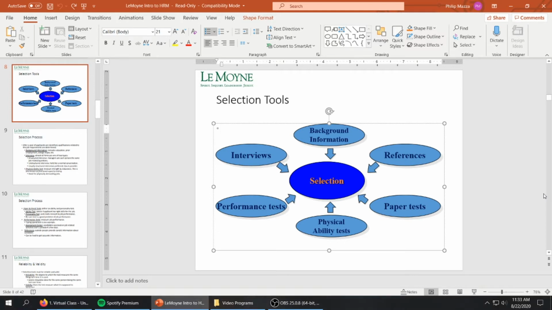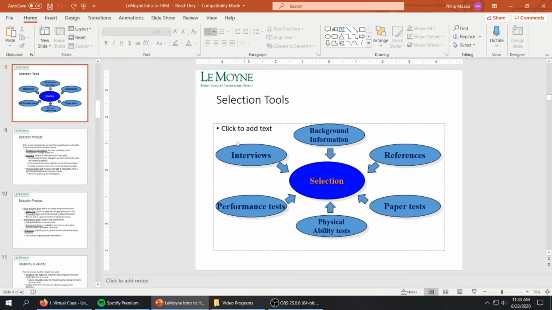Usually what will occur is the HR person will focus on interviews and background information. In some cases, they will check references, but the reference that a good HR professional will check will always be a previous employer. Now, some employers will assess a candidate or applicant's skill level, and these assessments fall into play down here with performance tests, physical ability tests, and paper tests. There are rules and regulations, again, that address this, and you have to be very, very careful.